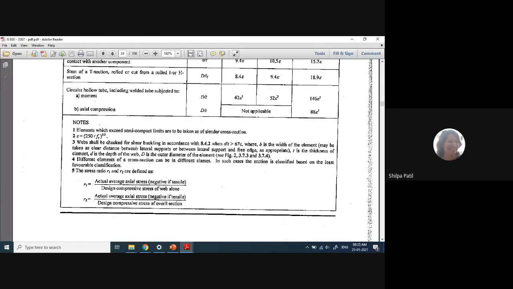Next, web shall be checked for shear buckling in accordance with 8.4.2 when d by t is greater than 67 epsilon, where b is the width of the element, may be taken as clear distance between lateral supports or between lateral support and free edge as appropriate. t is the thickness of the element, d is the depth of the web, D is the outer diameter of the element. Now, this clause is applicable for plate girders. When we learn the plate girder, you will understand the meaning of this statement. And fourth and fifth we have already read.